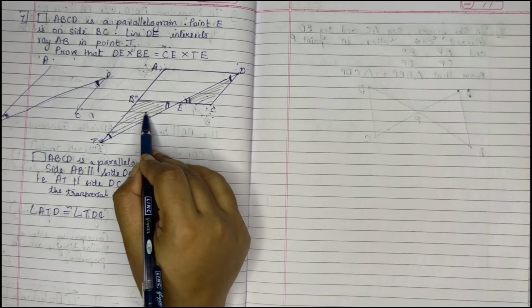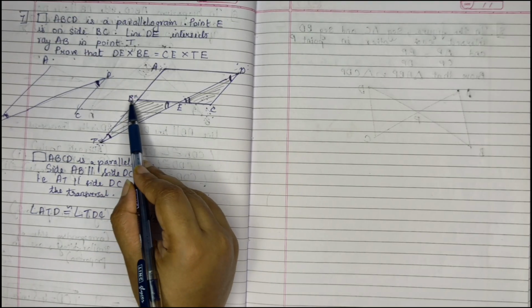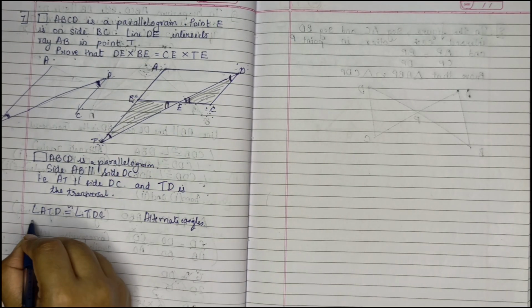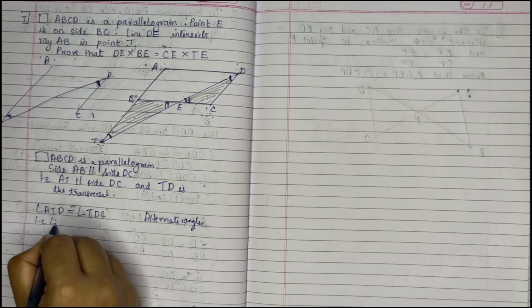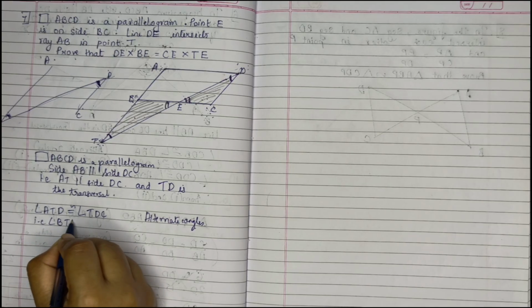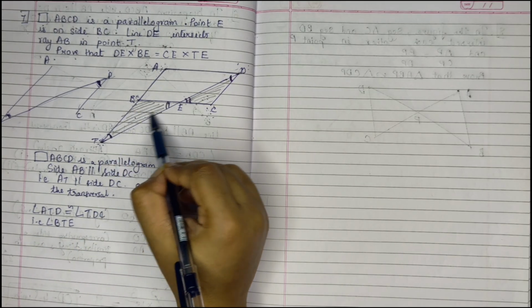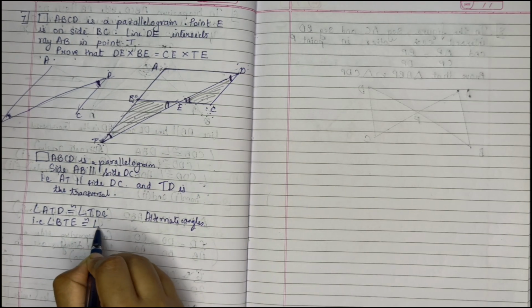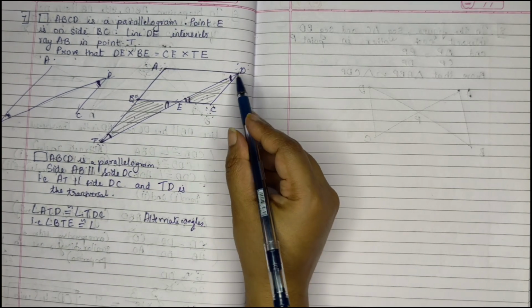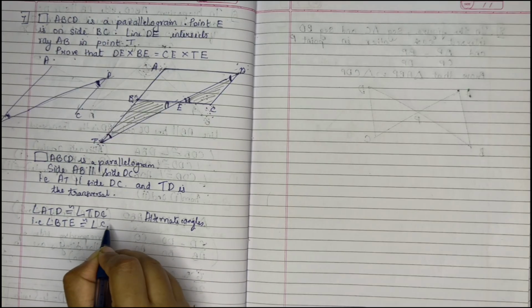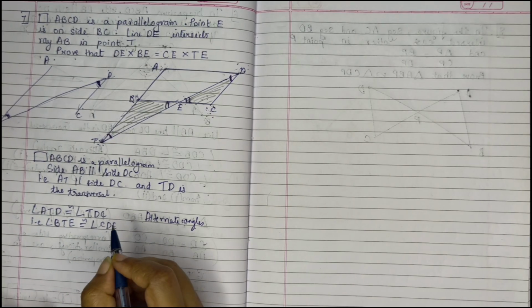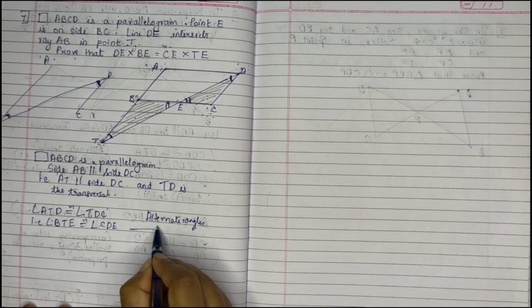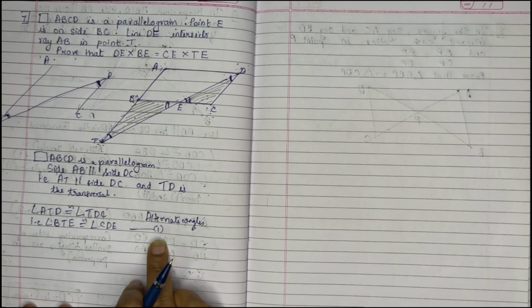Now if we want to take these two triangles, we can take half of it. We can also write that as angle BTE. We are just going to take this part. Angle BTE is congruent to angle CDE. You can write here 1. That is also alternate angles only.